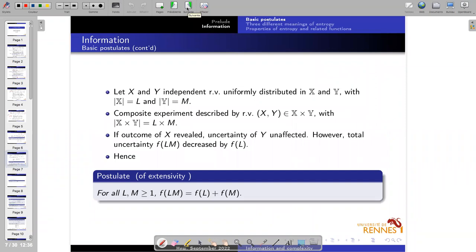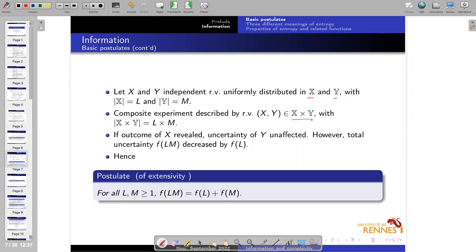So now the second postulate. Suppose that I have now two independent variables, x and y, that are uniformly distributed over sets X and Y. And I suppose that the set X has cardinality L, the set Y has cardinality M, so the composite experiment will be described by a random variable that will be the pair of x and y, taking values in the Cartesian product of X and Y, and so the cardinality will be L times M.